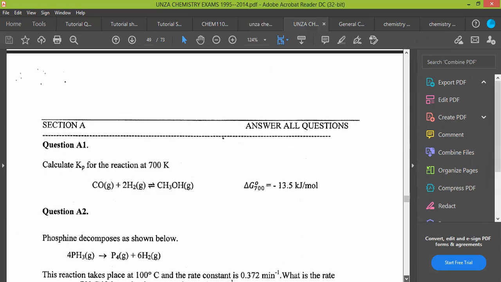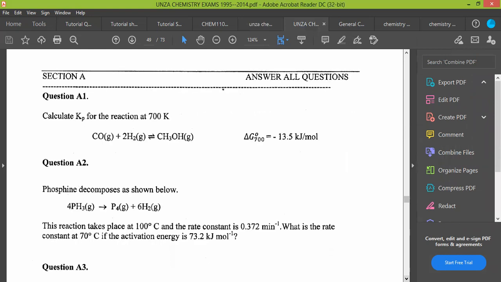Question one just straight away goes to what we've been learning, and I think I showed you how to answer this one the first time we met, but just for a refreshment, you've been given Kp for this particular reaction. When you've been given this here, this is Gibbs free energy. Now, you have to use the Gibbs free energy expression to find Kp.